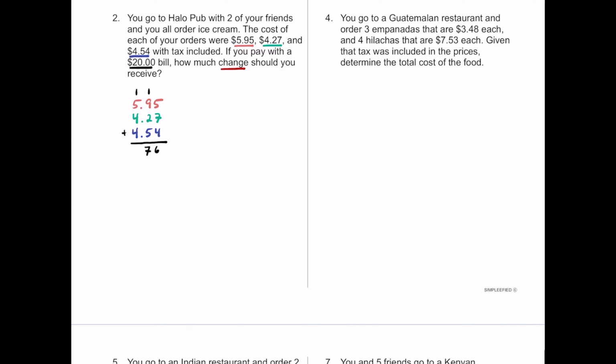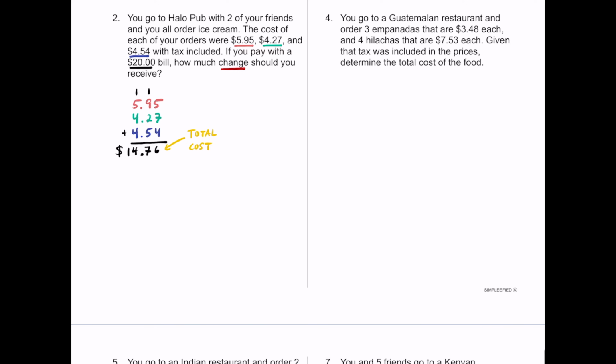Carry the 1. Bring the decimal straight down because we're adding. Then 1 plus 5 is 6. 6 plus 4 is 10. 10 plus 4 is going to be 14. So the total cost of the ice cream here is going to be $14.76. So that's going to be the total cost, right?